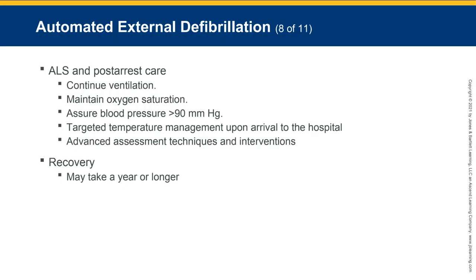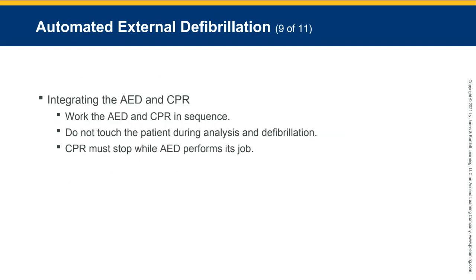All right, now ALS and post-arrest care. If ALS and post-arrest care is going to be occurring, this is what it will include: continuing ventilation, maintaining oxygen saturation, ensuring the blood pressure is above 90 millimeters of mercury, targeted temperature management upon arrival to the hospital, advanced assessment techniques and intervention. Recovery may take a year or longer.